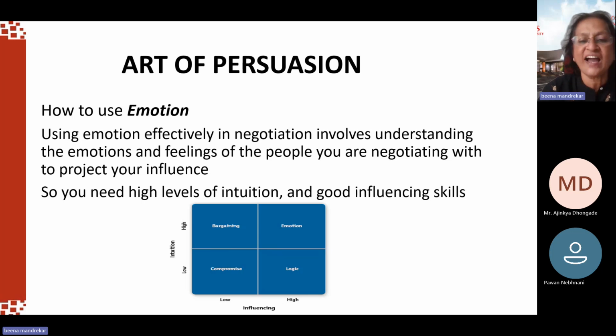Both have to be high. Remember that. Both have to be high. Intuition should be high and influencing should be high. Then you can use your emotion. It is risky, but if you are confident, you'll be able to pass muster.